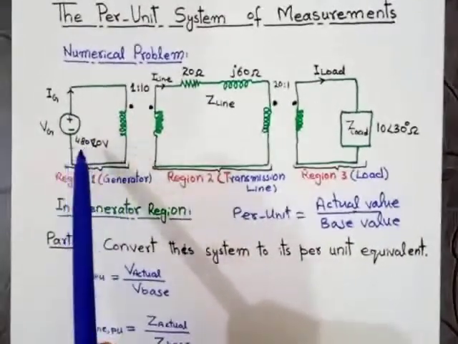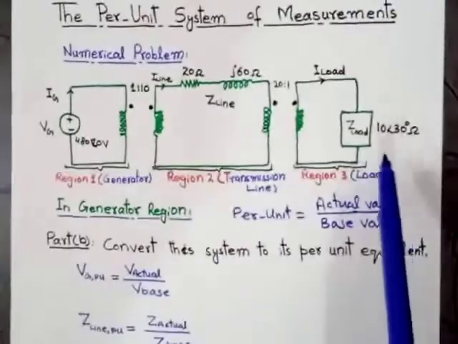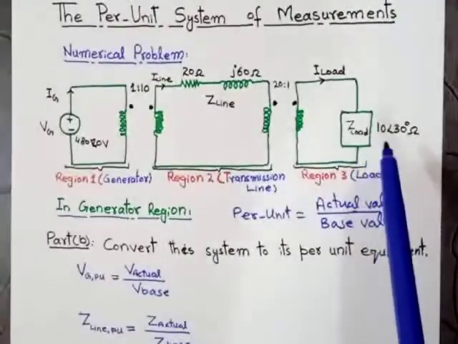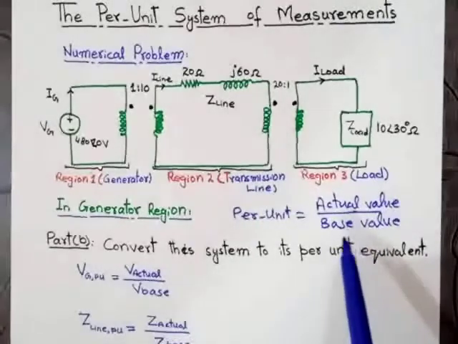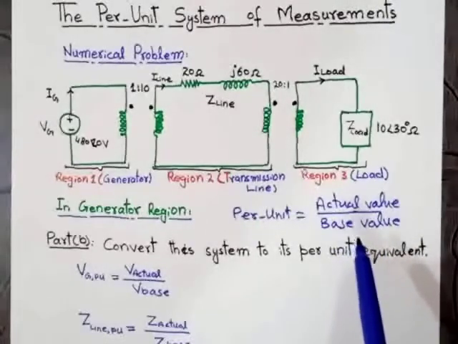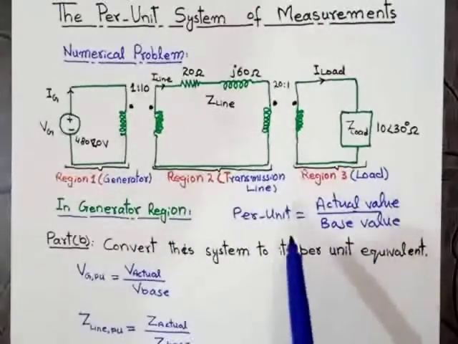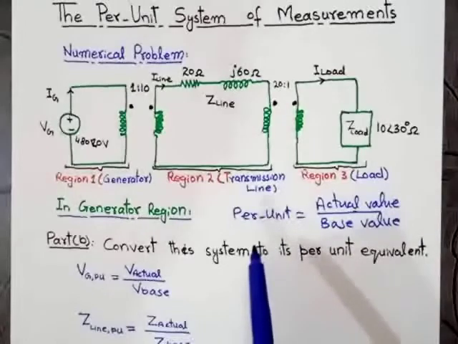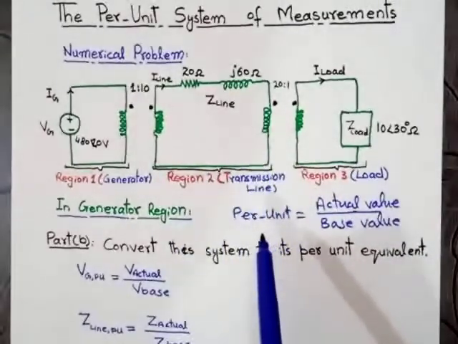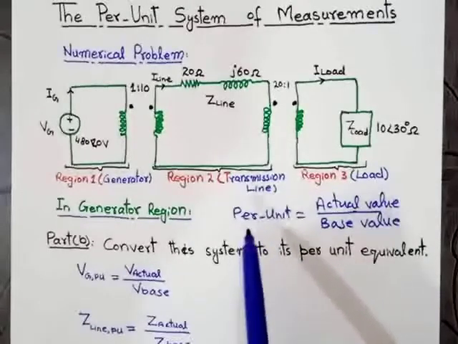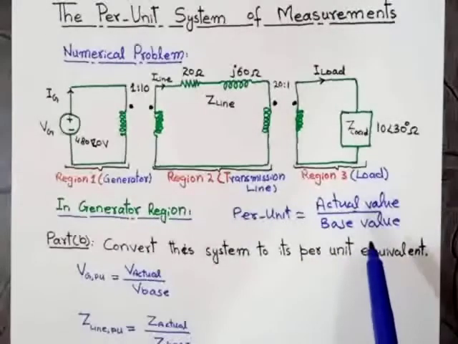So this is the actual value of the voltage, this is the actual value of the line impedance, and this is the actual value of the load impedance. Base values, as we have already calculated in part A, are for all the regions. So now we will convert this given system into the per unit system. As we know, in case of per unit, we will divide the actual value by the base value.